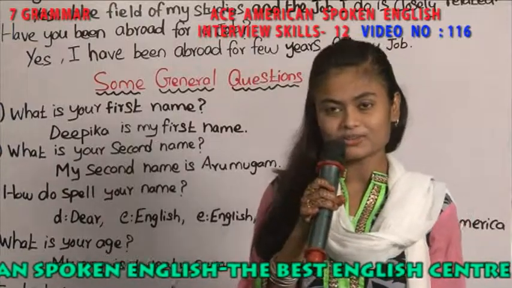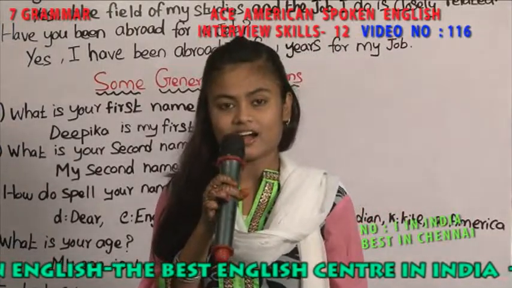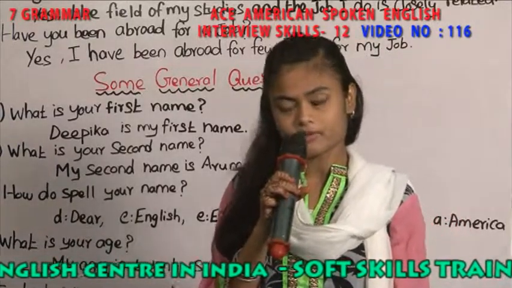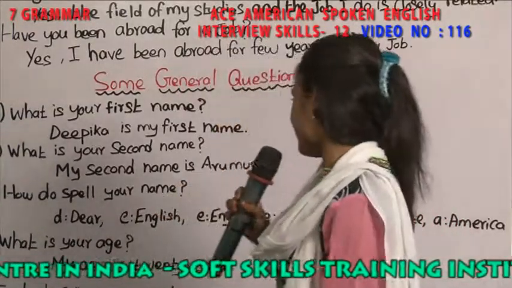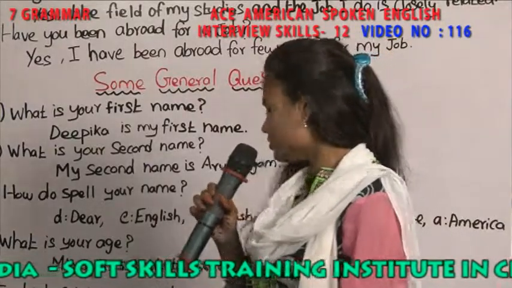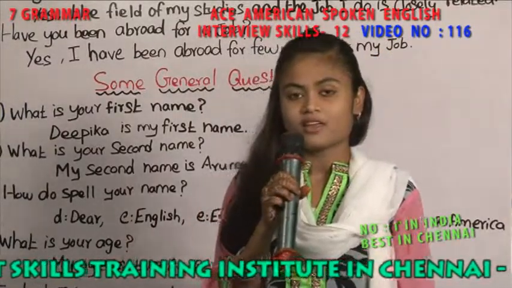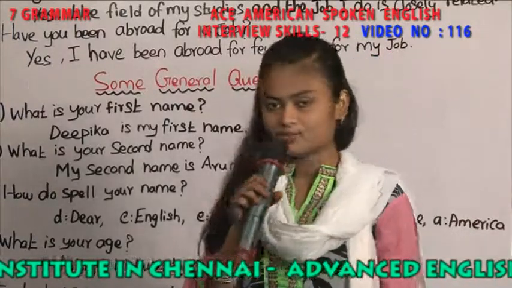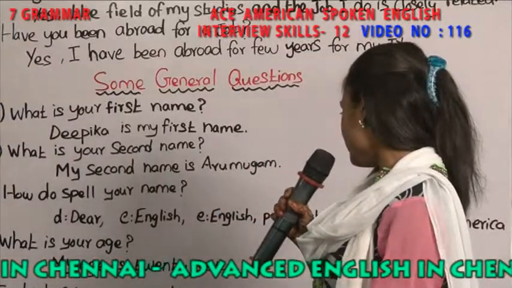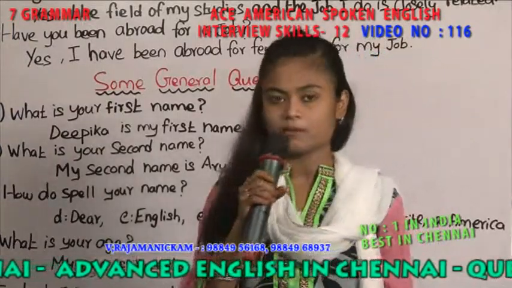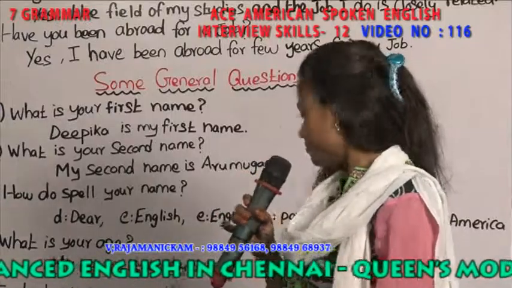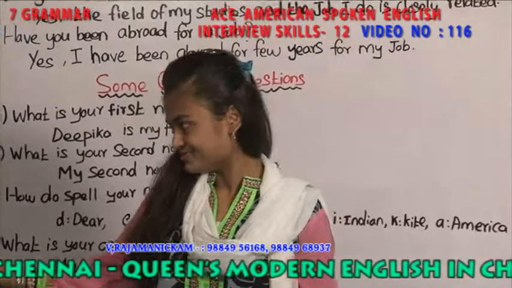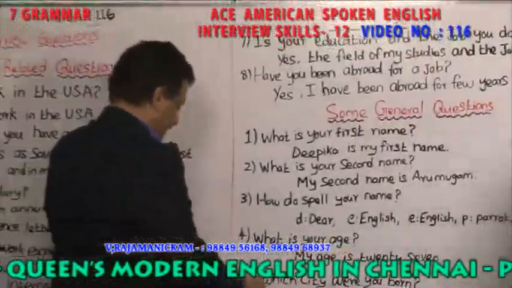T, Tamil Nadu. I, India. R, Rani. A, Apple. N, November. I, India. What is your age? My age is 18. In which city were you born? I was born in Patna. Where do you live in India? I live in Patna. Thank you. Thank you, Aditi.